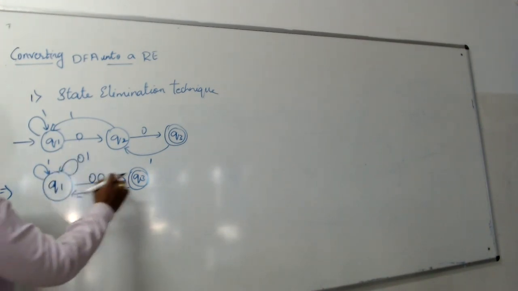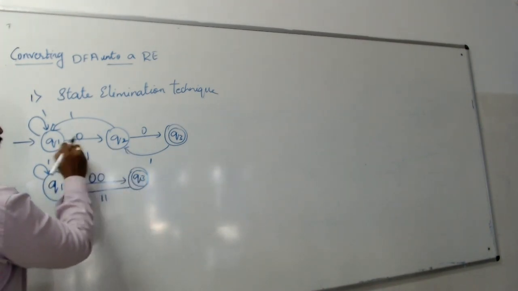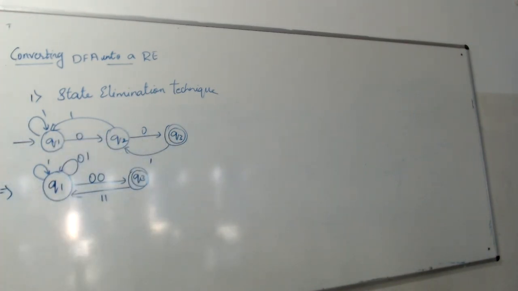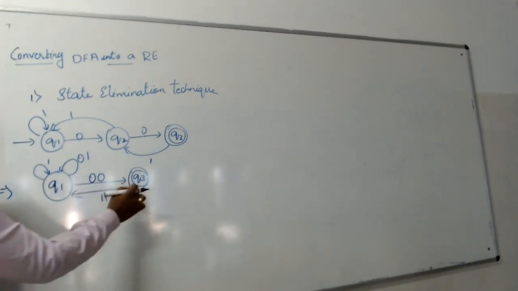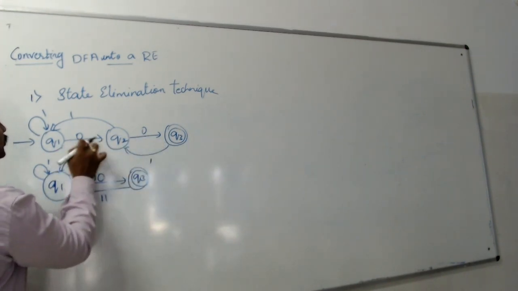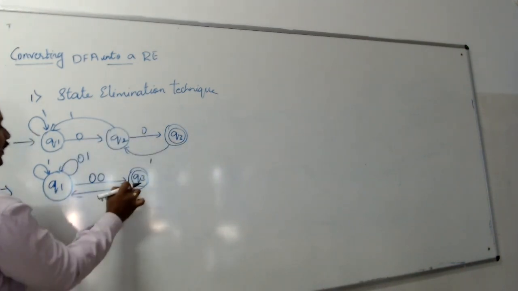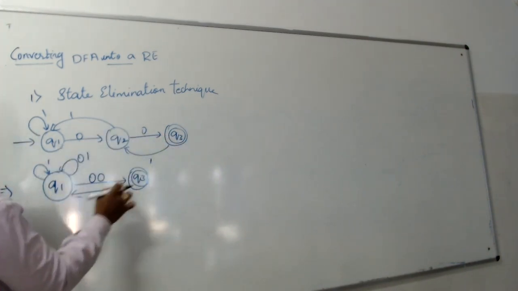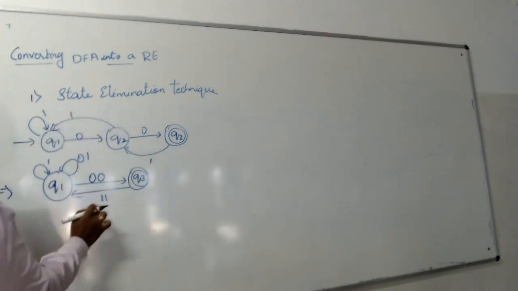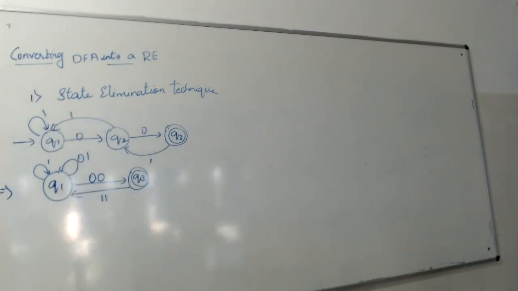So to remove this intermediate state, the connections also should be carefully handled. Giving Q1 to Q3 directly means there is no direct contact; there is an intermediate. So with 0 and 0 you will get to Q3. And from Q3 to Q1 I cannot take directly. From Q3 to Q2 there is 1, and from Q2 to Q1 there is 1. So 1 1.